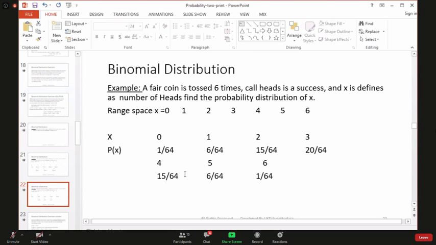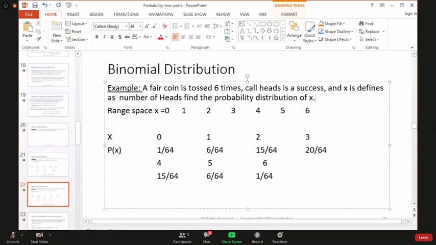This probability is 15 20. 15 6 1. You get 64. 64 by 64. Probability binomial distribution when the experiment has only the two outcomes. Right? When the experiment has only two outcomes.